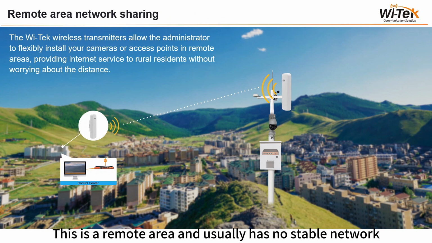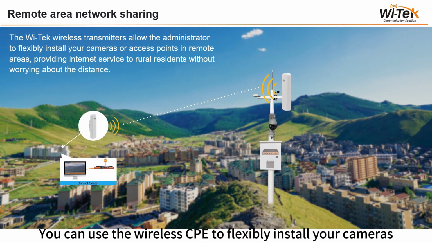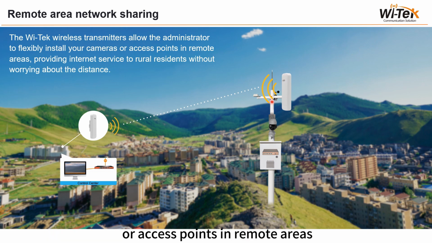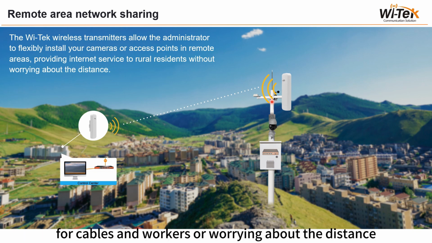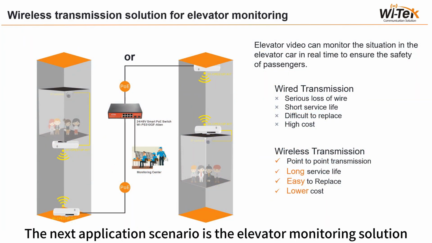This is a remote area and usually has no stable network. You can use the wireless CPE to flexibly install your cameras or access points in remote areas. It can ensure the internet speed without costing a lot of money to pay for cables and workers or worrying about the distance. The next application scenario is the elevator monitoring solution.